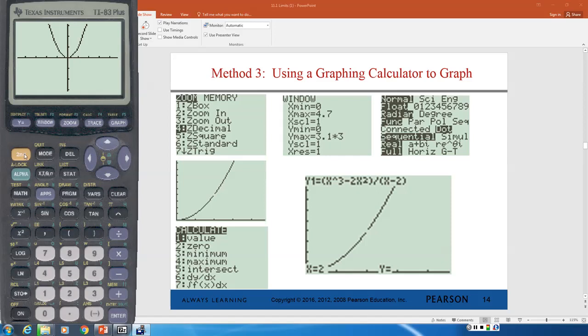And then I'm going to adjust my window because I know I don't need to see negative numbers. 2 is not in the negative numbers quadrants. So I don't need to see negative numbers for x, so I can start it at 0. And I also don't need to see the negative numbers for y because this graph never goes below the x-axis. So I hit graph again. And you don't see anything remarkable yet.